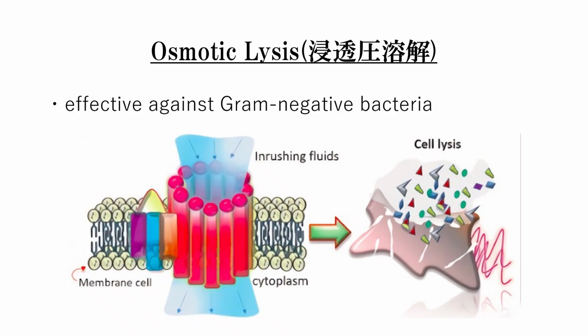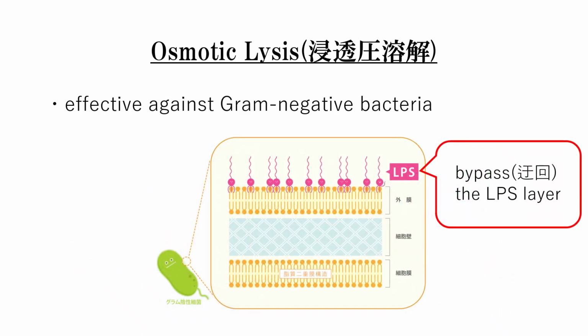The MAC is particularly effective against gram-negative bacteria. Gram-negative bacteria have a defensive wall, the LPS layer, but the MAC pores bypass the LPS layer and directly attack the cell membrane. The MAC is important in causing different diseases.